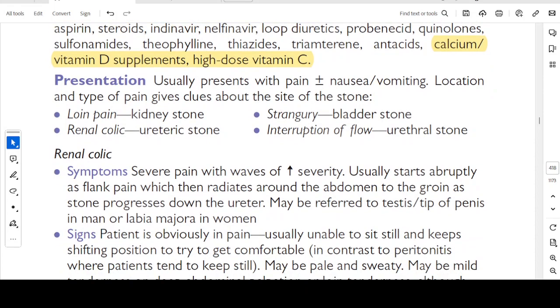Presentation. Usually presents with pain plus nausea and vomiting. Location and type of the pain gives clues about the site of the stone. Loin pain is a kidney stone. Renal colic is a ureteric stone. Strangury is a bladder stone. And interruption of flow, urethral stone.